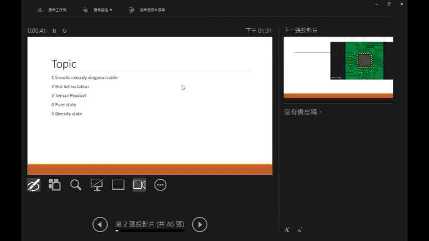Okay. So this week I will first talk about simultaneous diagonalizability, and then I will introduce the bracket notation and tensor products, then talk about some of the pure state and density matrix.